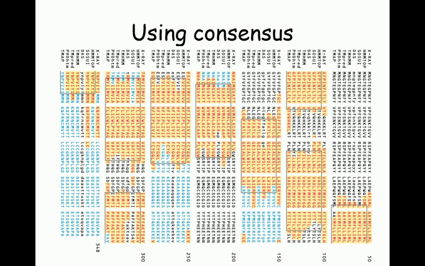So if you have a protein that you really care about, you shouldn't run just one prediction method. You should run multiple different methods and see how they agree with each other.